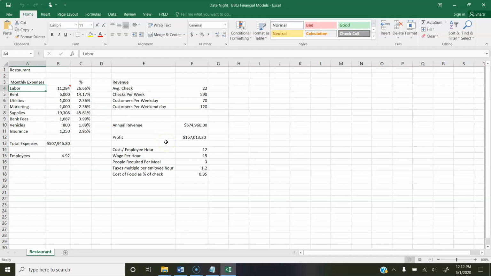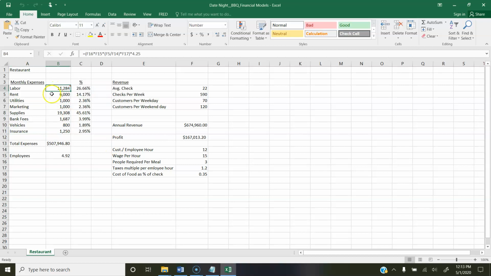So what kinds of pieces would we need if we were going to operate a restaurant? Well, certainly we'd have labor expenses. We'd also have rent from renting a space for the restaurant, utilities, marketing, supplies, that's all our food and things like that, and bank fees. In other words, we need to be able to accept credit cards, etc. We might have vehicle expenses. Maybe we're going to have a delivery van or something similar. And we'd also have some insurance costs associated with the restaurant.